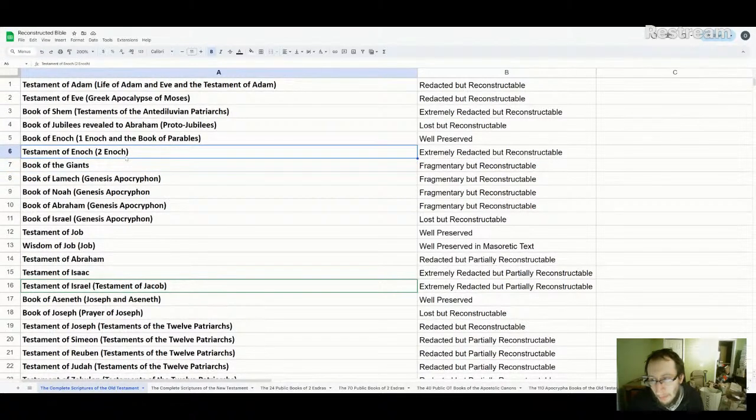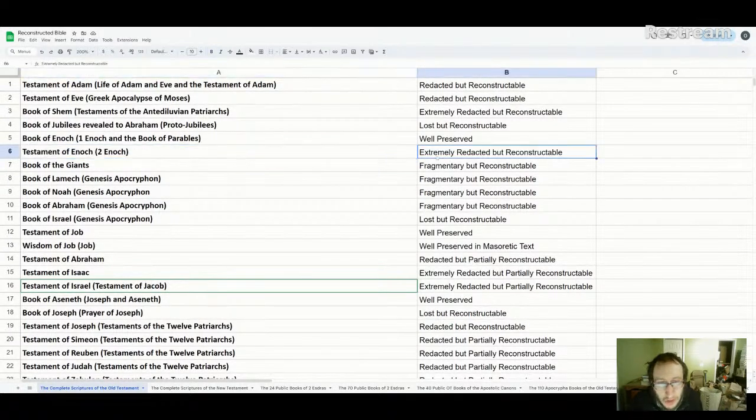So then we have what now. Remember, the Book of Clement said that Enoch made a testament. So there's a book called the Second Enoch. It's much less reliable than First Enoch, but it does seem to have the style of a testament. So I would suggest that if Second Enoch is indeed authentic, it is the Testament of Enoch. And so I have here: extremely redacted but reconstructible.